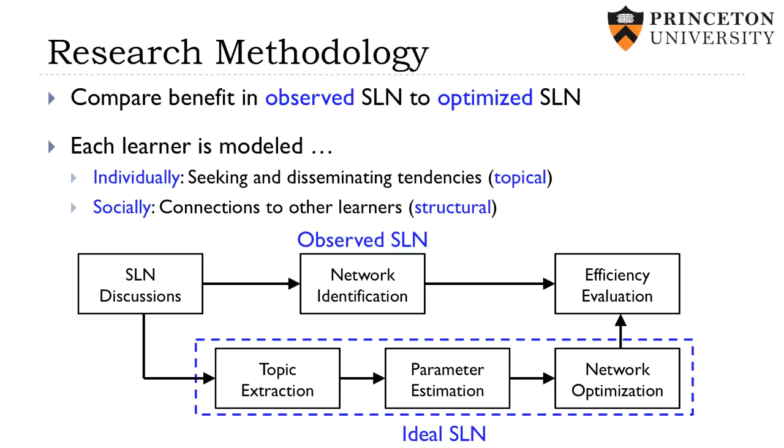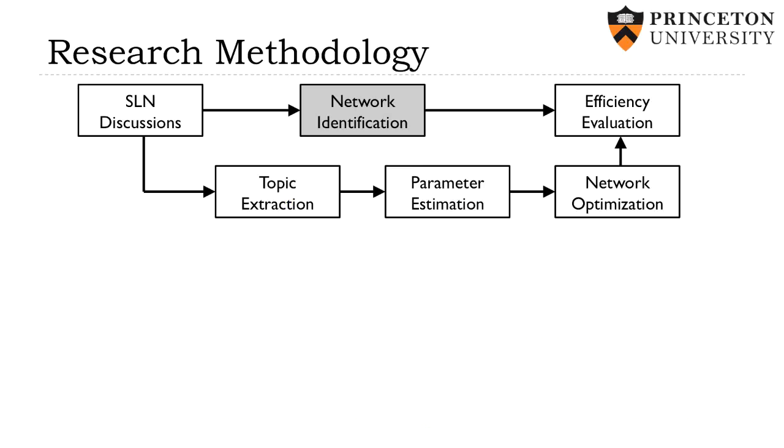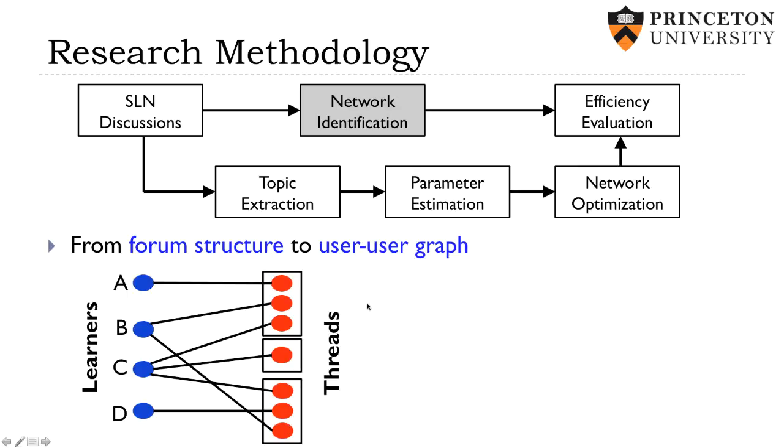But before that, let's go into a little more detail about each of these blocks. For network identification, our problem boils down to coming up with a user-to-user graph to represent how learners are communicating. For MOOC and many other SLN applications, the communication occurs in a discussion forum. This can be represented as something like this, with learners on the left side, threads on the right, and the sequence of posts and comments written by learners as they appear and occur in each thread.